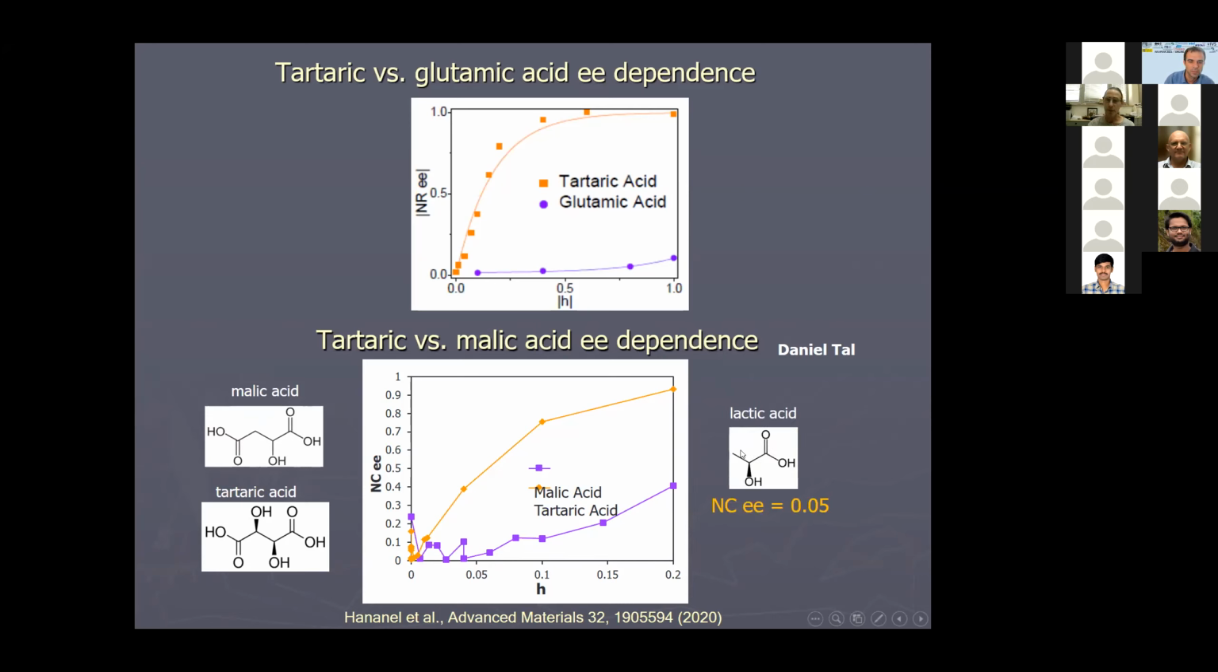And actually, if you take lactic acid, which is half of tartaric acid, just one chiral center with only one carboxylate and one hydroxyl, you get almost negligible enantiomeric selection. So what we learned from this and other molecules that we tried is that you probably need three functional groups that will bind to the building blocks or to the surface of the evolving crystals in order to efficiently guide the handedness of the nanocrystals.